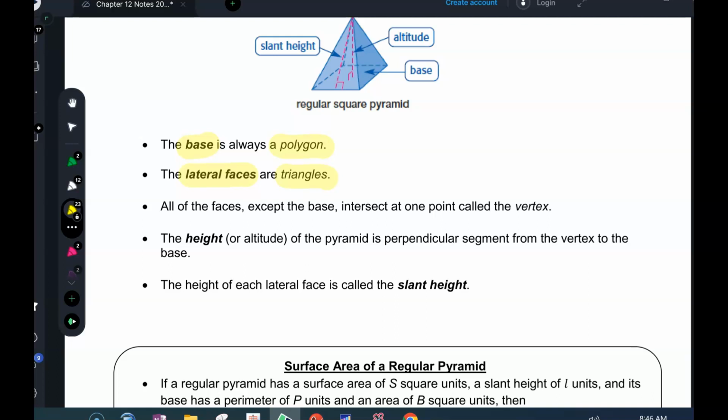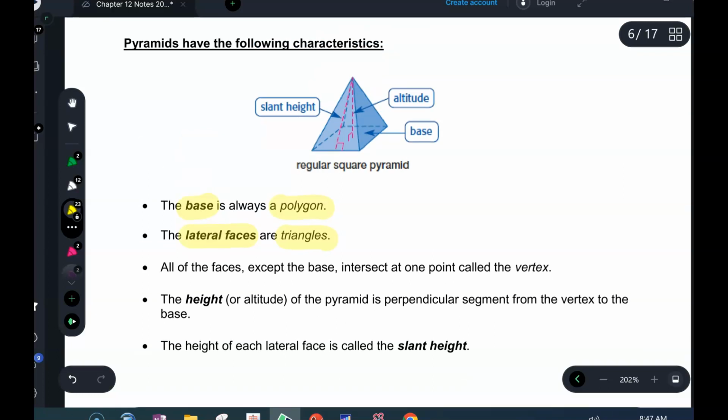Which one are we going to need for surface area? The slanted one, because whenever we talk about surface area, we want the outside. So the altitude will actually be used for volume. So I'm just going to make myself a note: altitude is used for volume, whereas what we call the slant height is used for surface area.